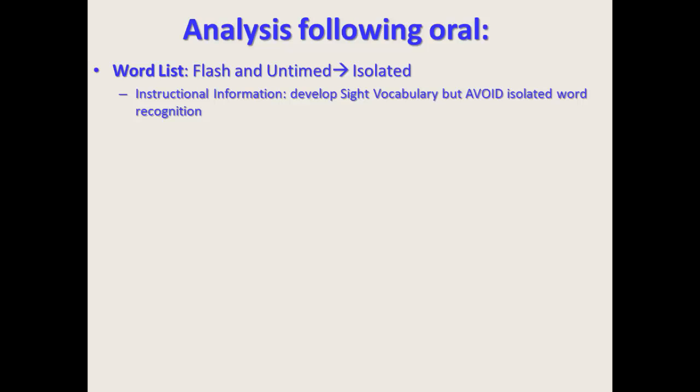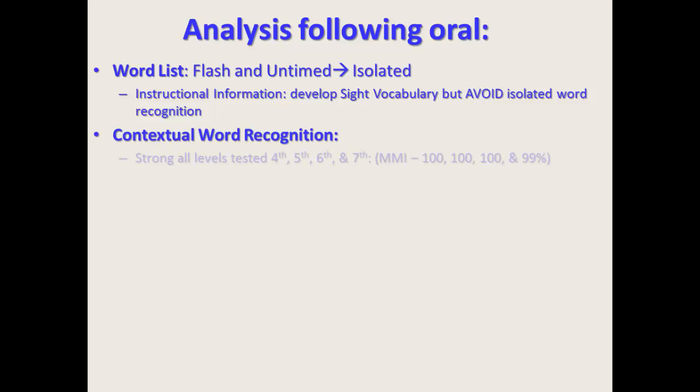So what's the analysis going to be like? For the word list, flash and untimed is isolated. We realize that we should avoid isolated word learning here. We need to develop sight vocabulary, but not through isolating it. What about his contextual word recognition skills? Strong at all levels tested. Look at that. So you have an MMI of 100, 100, 199. Phenomenal.